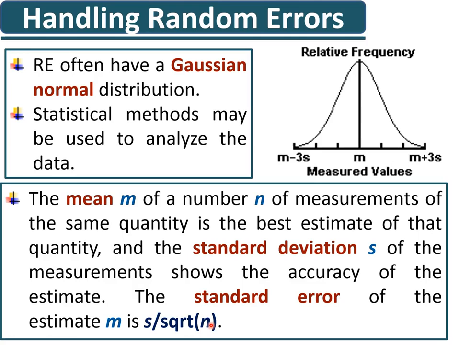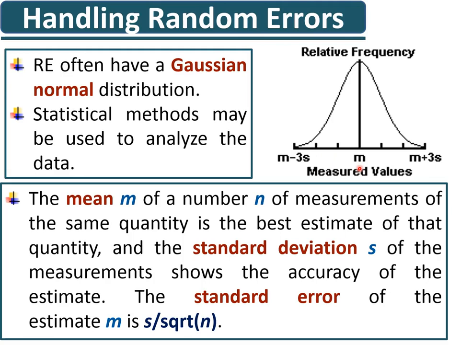Here in this plot, M is the mean value, and the extremes of the x-axis represent how far the measurements are from the mean value. And S is the standard deviation. So more than 99.9% of the results lie between M minus 3S and M plus 3S. Okay? So this is the significance of this figure.